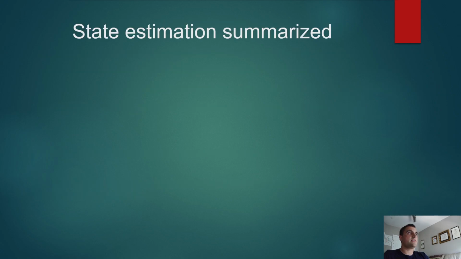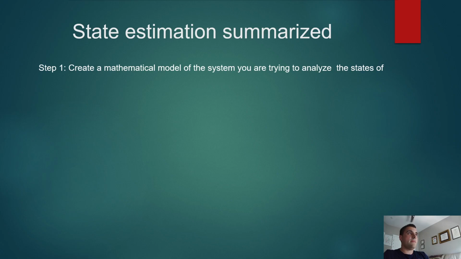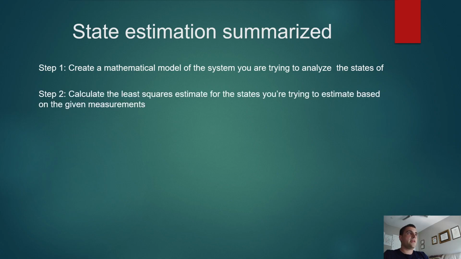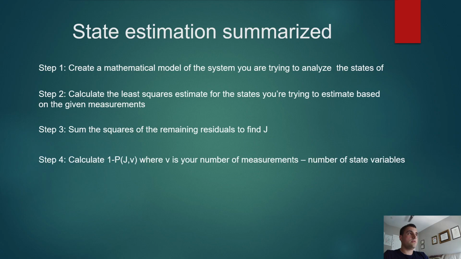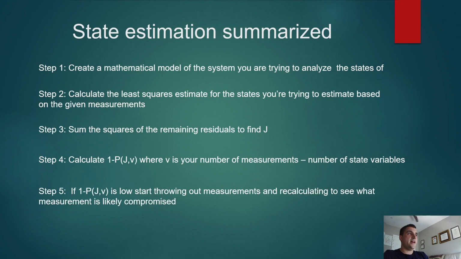So with higher redundancy, again, and cleaner data, we get a more definitive answer on what the measurement is that is being attacked. So in summary, state estimation: step 1, create a mathematical model of the system you're trying to analyze the states of. Calculate the least squares estimates for the state you're trying to estimate based on the given measurements. Sum the squares to give you J. Calculate 1 minus the chi-squared test output, where V is your degrees of freedom, and look at the output and see if your measurements make sense.